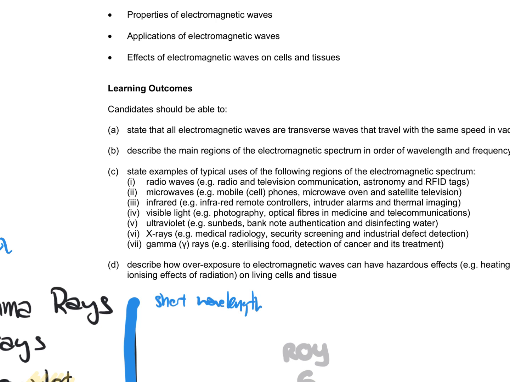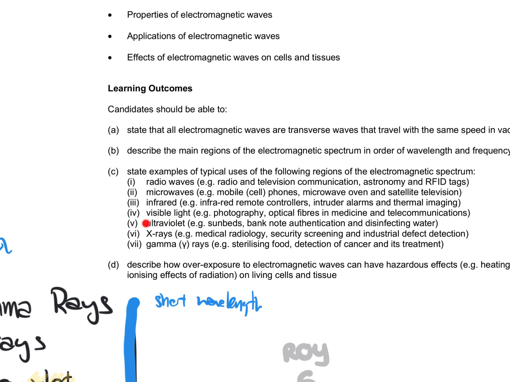But inside your textbook, they think of it in terms of the remote controllers and intruder alarms, right? Remote control intruder alarms are the easiest to remember, right? Thermal imaging is like when you play those games and then you put your thermal goggles and you can see the people moving. Yeah, that's infrared. Visible light, do not say visible light is for me to see. No, all right? The usage of it would be in photography, in optical fibers, in medicine and telecommunications. So just remember, visible light, one of the applications is in photography and use of optical fibers.